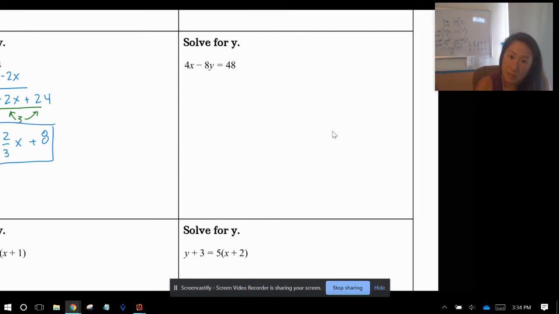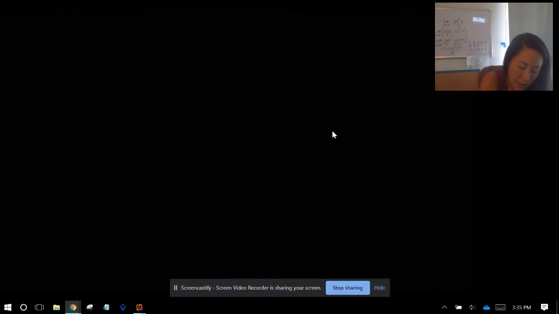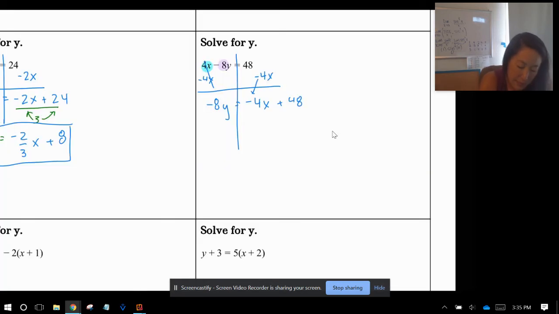Okay, you try the next one. Hey, it looks like I have a 4x and a negative 8 on the side with y. So undo the 4x first by subtracting. So I get negative 8y is equal to negative 4x plus 48. Notice the negative sign stays with the 4x, and then the 48 was positive, so it gets a positive sign in front of it. Okay, then we're going to divide by negative 8 on both sides.